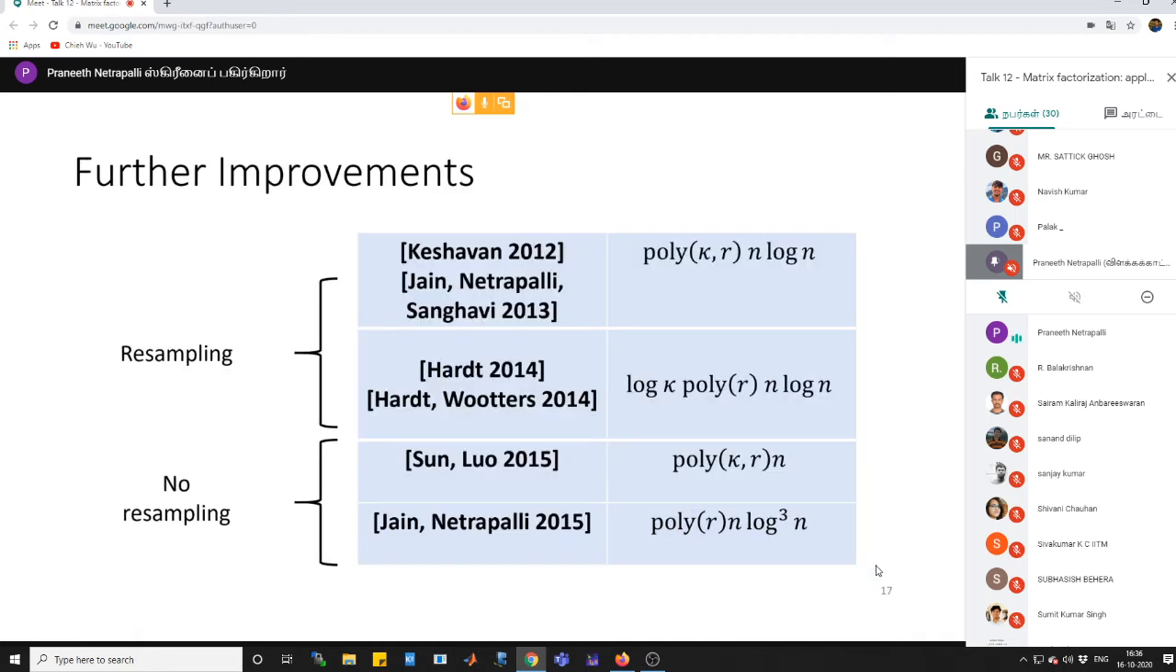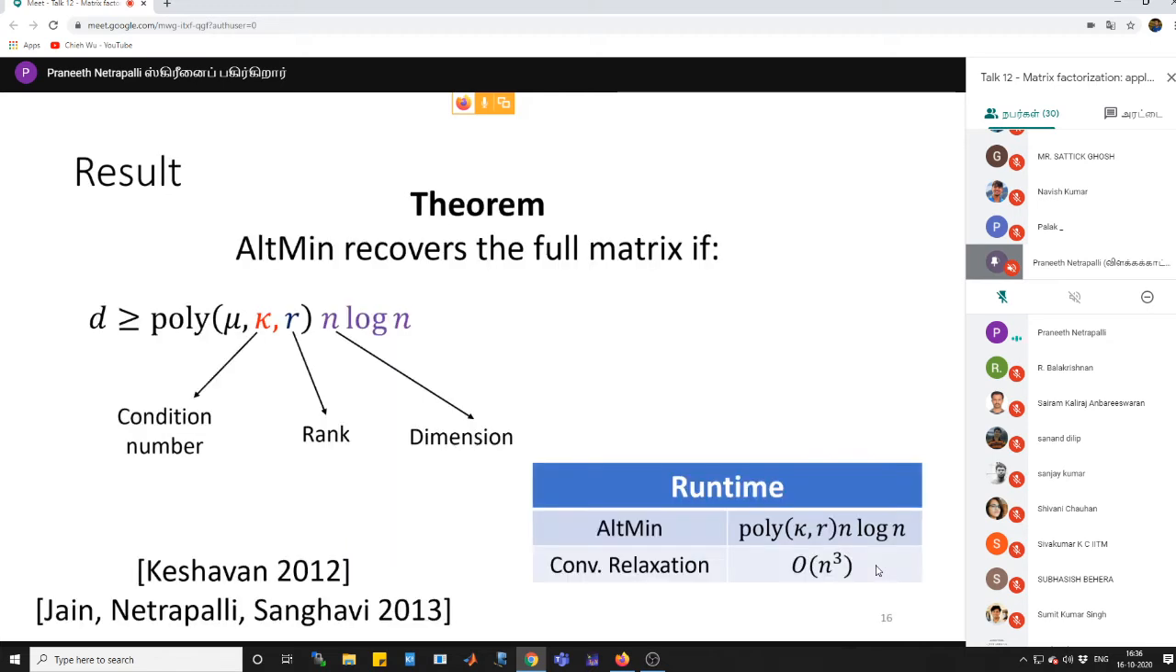Okay. So the algorithm is just repeating those steps for poly kappa r iterations and returning the u and v that you have. You only need to run them for poly of kappa r number of iterations, and in each iteration you are using n log n samples.